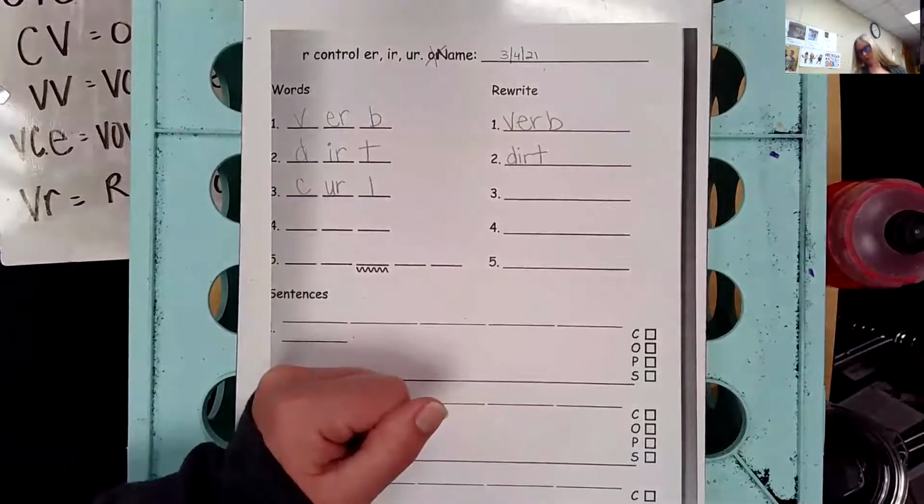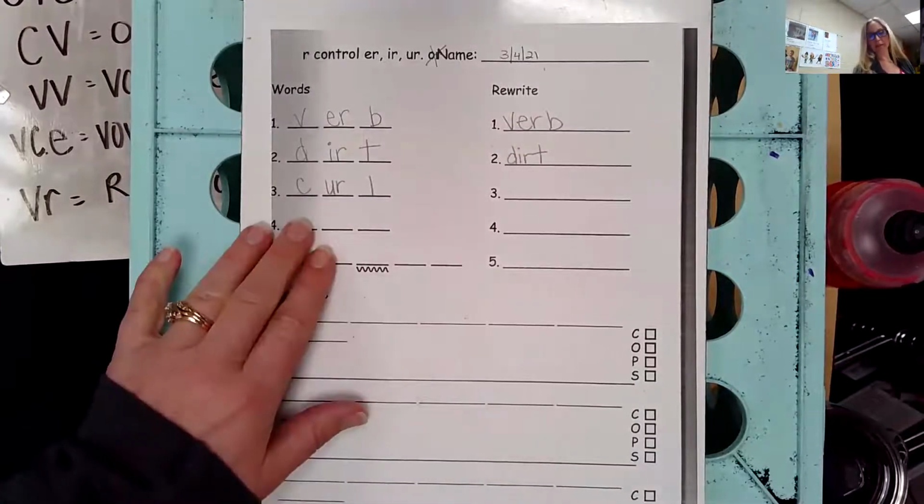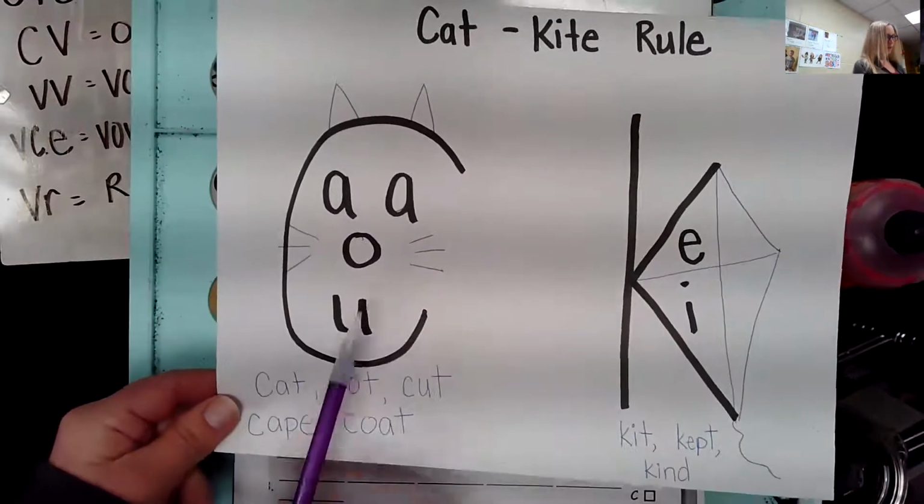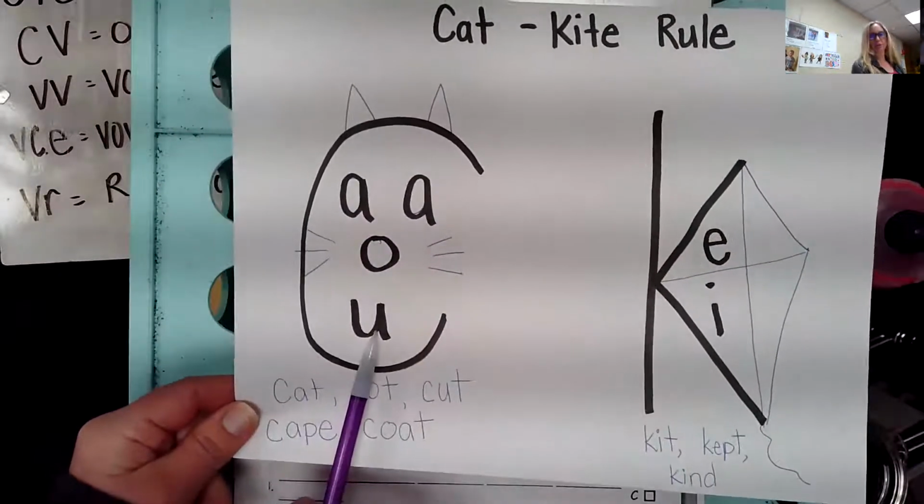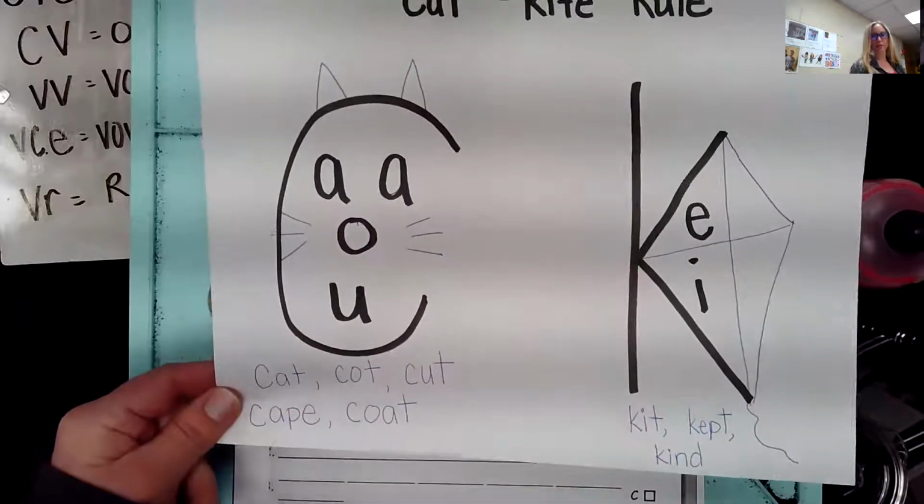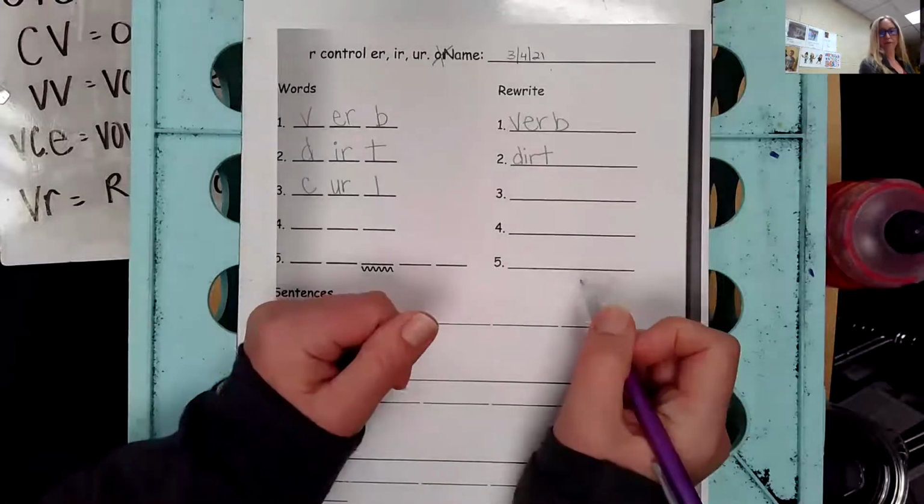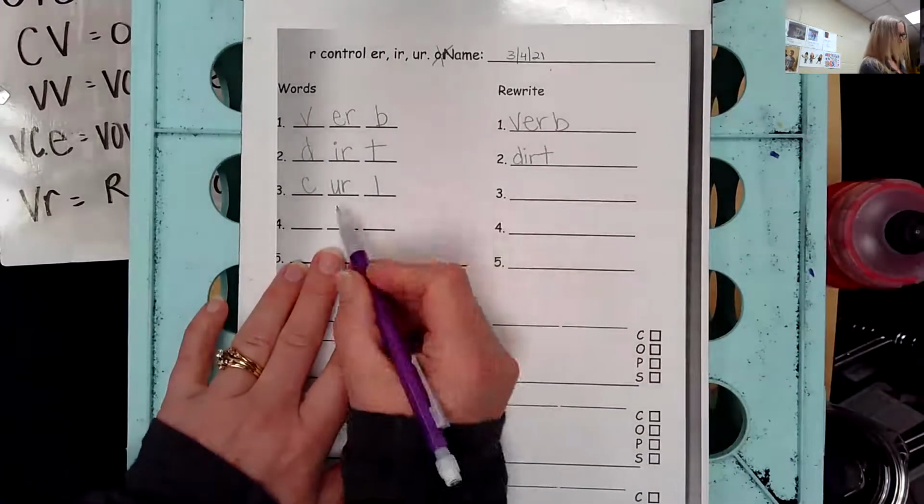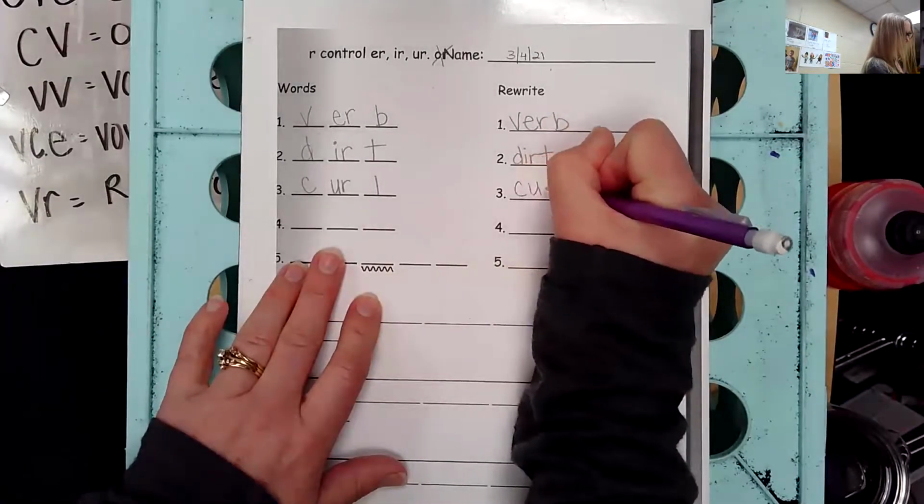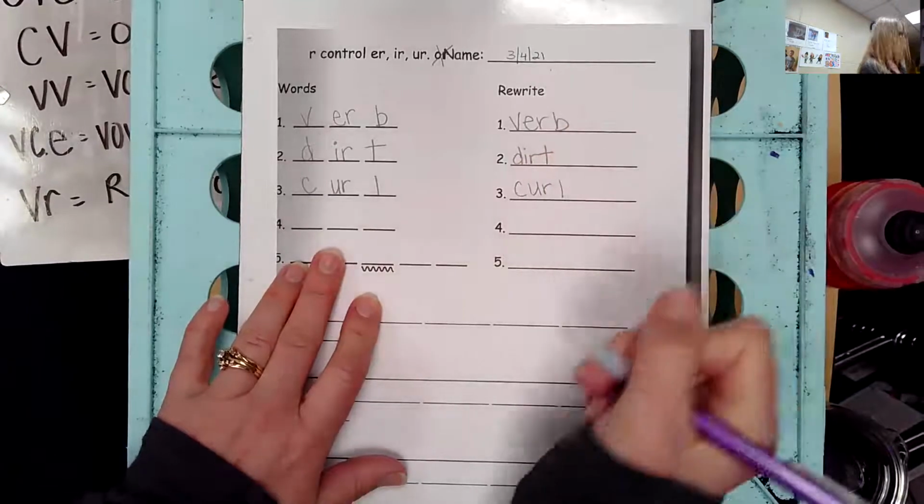K-er-ol. Now, how do we know that that is a C and not a K? Well, we can jump back to our cat kite rule and know that when we use the letter U, we're going to use the letter C. Okay, cat kite rule there. All right, let's do our next word. If yours matches mine, let's slide it on over for curl.